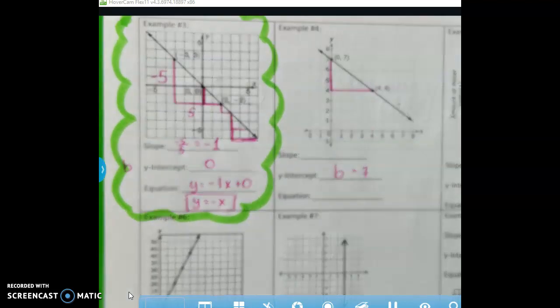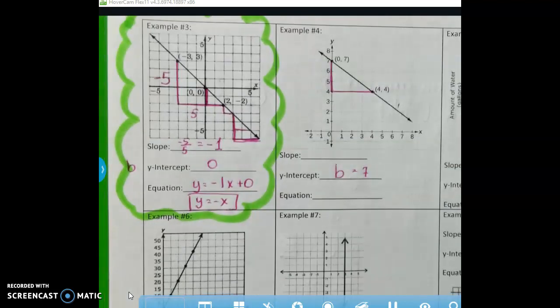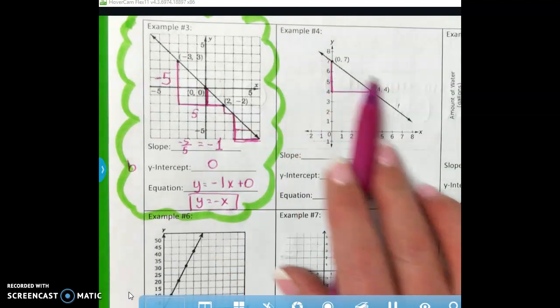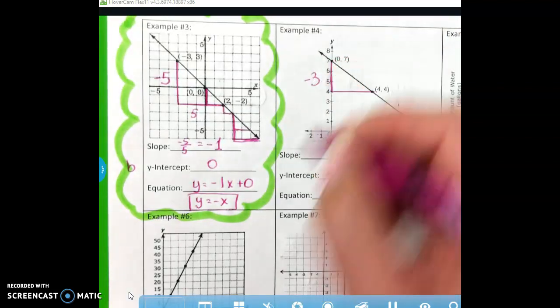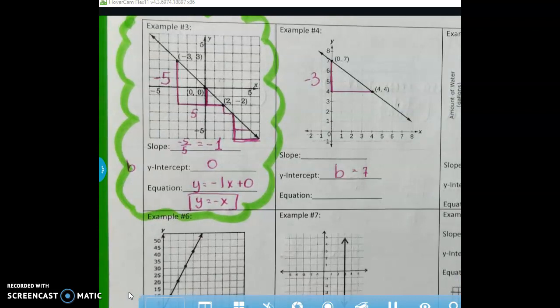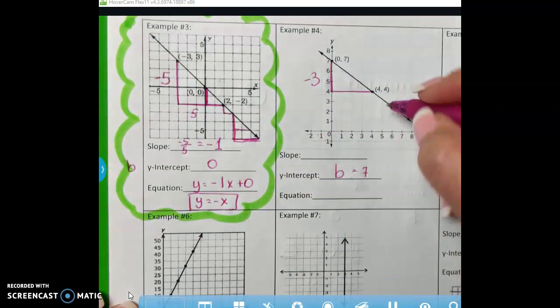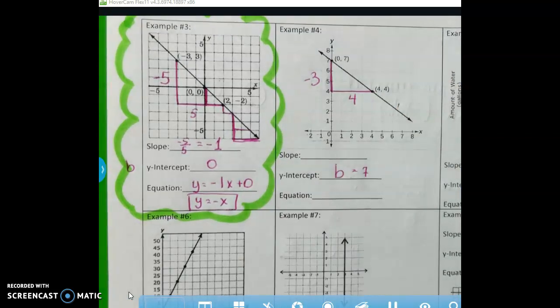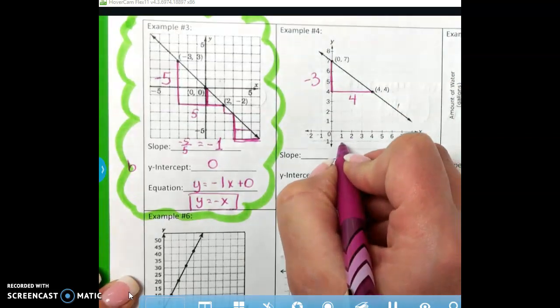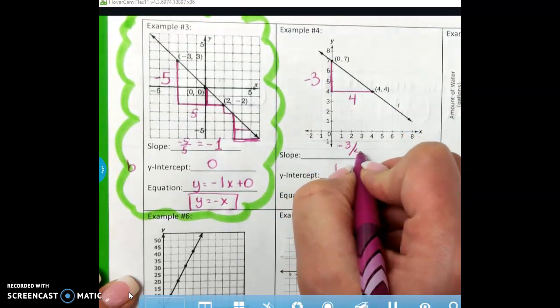Once again, we have a negative slope. Our graph is falling from left to right. So from 7 to 4, it fell 3 units. From 4 to 4 right here is 4 units. So then we have negative 3/4.